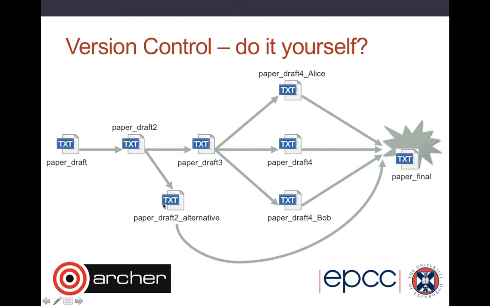You also need to think about some of the earlier changes that you made. For example, this drastically alternative formulation of one of the sections, paper draft 2 alternative. You need to decide how you are going to merge, i.e. combine the content contained in these 1, 2, 3, 4 different versions to produce this final version.